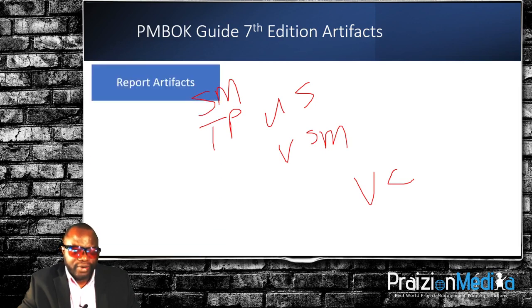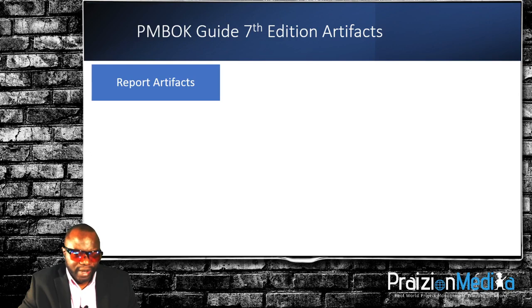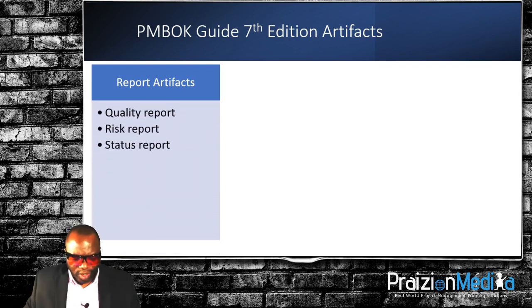All right, so here we have report artifacts. And here we have quality report, a report for quality across the project. Think of this as a State of the Union address for quality. Summary findings, that's it. Risk report, it says this project document is developed progressively through the risk management processes and summarizes information on individual project risk and the level of overall project risk. Again, it's one of those State of the Union addresses for the knowledge area.